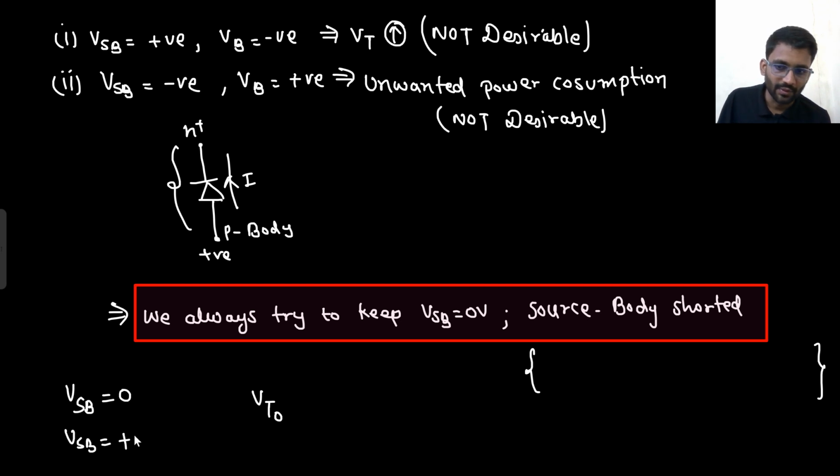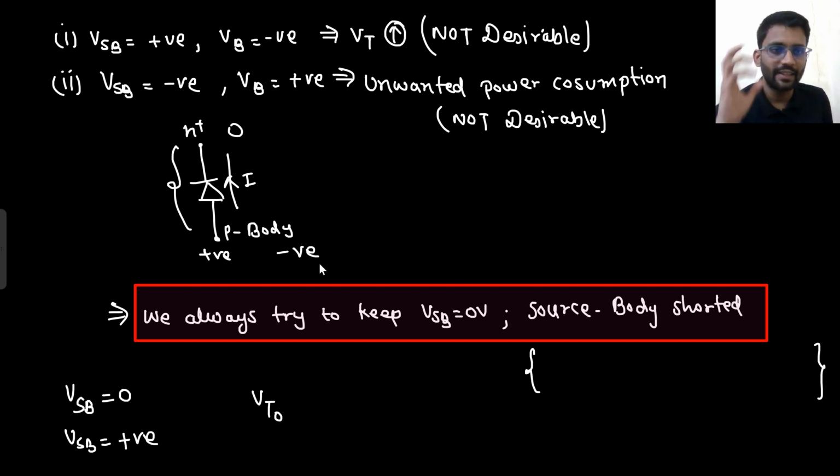VSB equals to positive. If VSB is positive, that means source is 0 and body is negative. So I will try to keep the diode in reverse bias so that there is minimum leakage current. There is no current in the diode. Even if my VT is increased, that is fine for me.